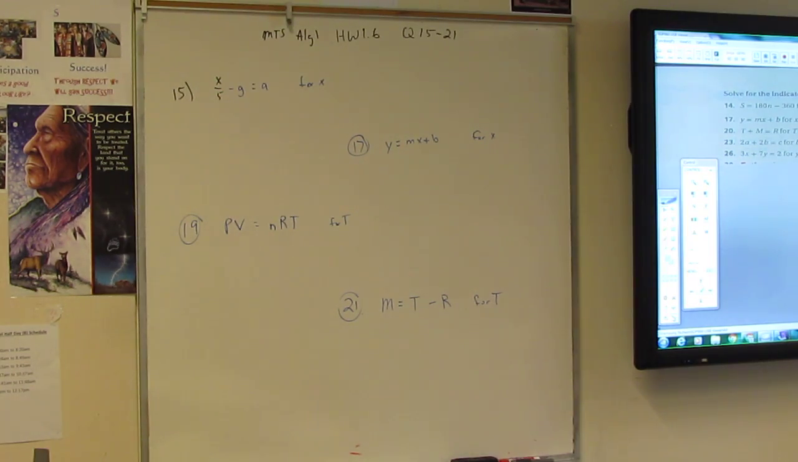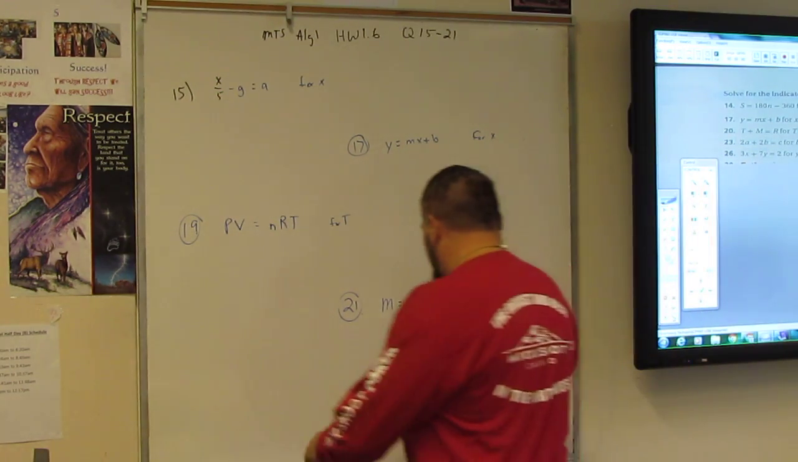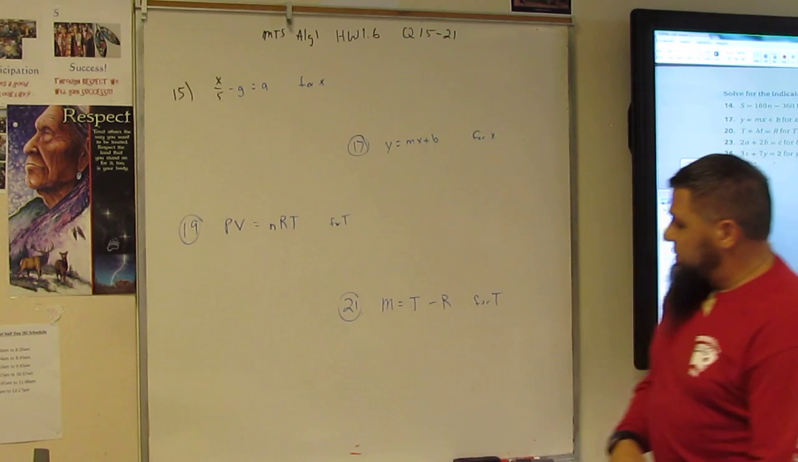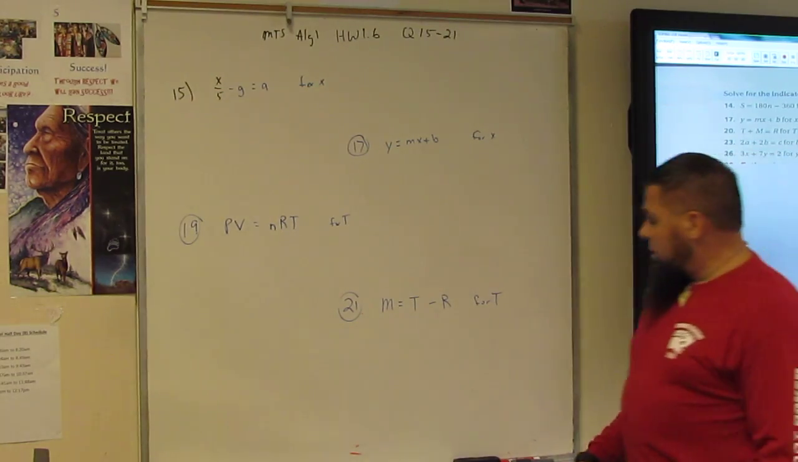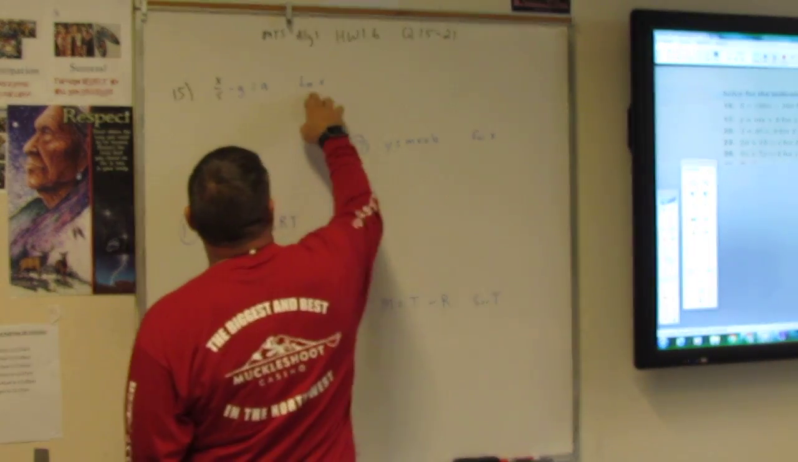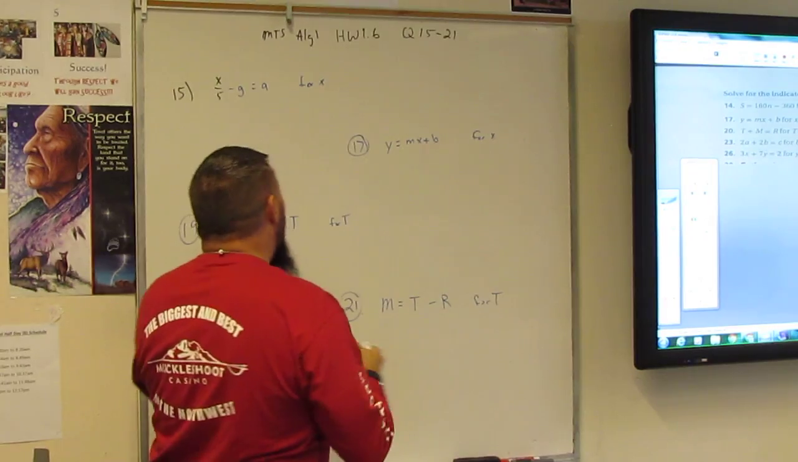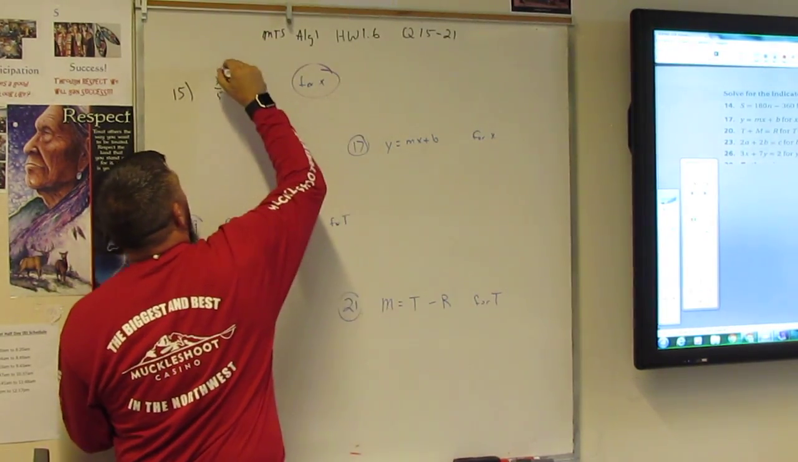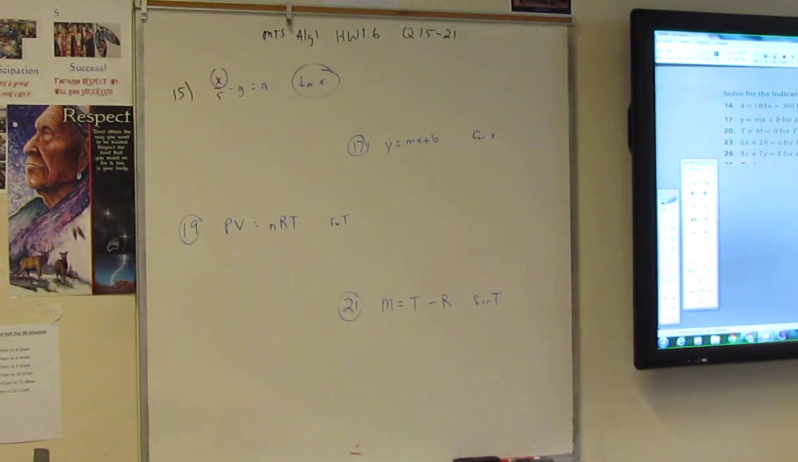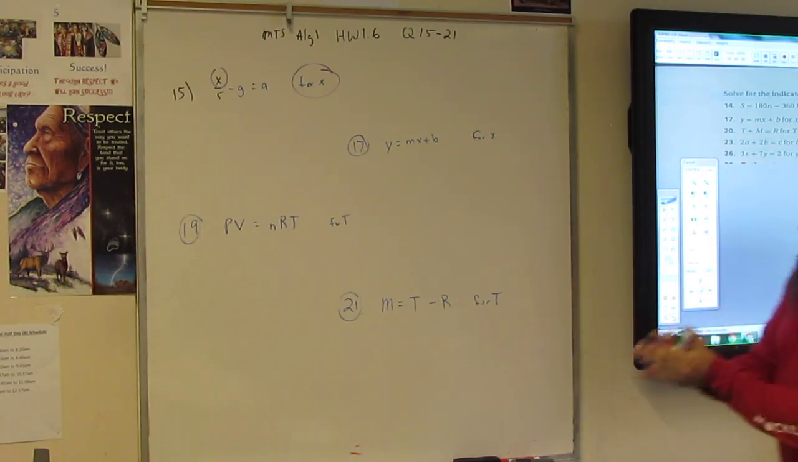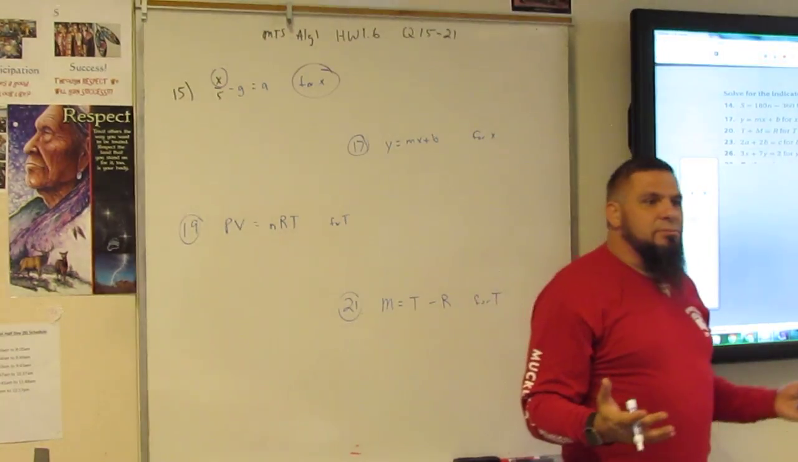Alright, so the first step here is we're going to do 15. And 15 wants us to solve for x. So I'm going to solve for x. That means I got to get this guy all alone. All I want to do is get x by itself. Does anyone have a clue what I would start with?